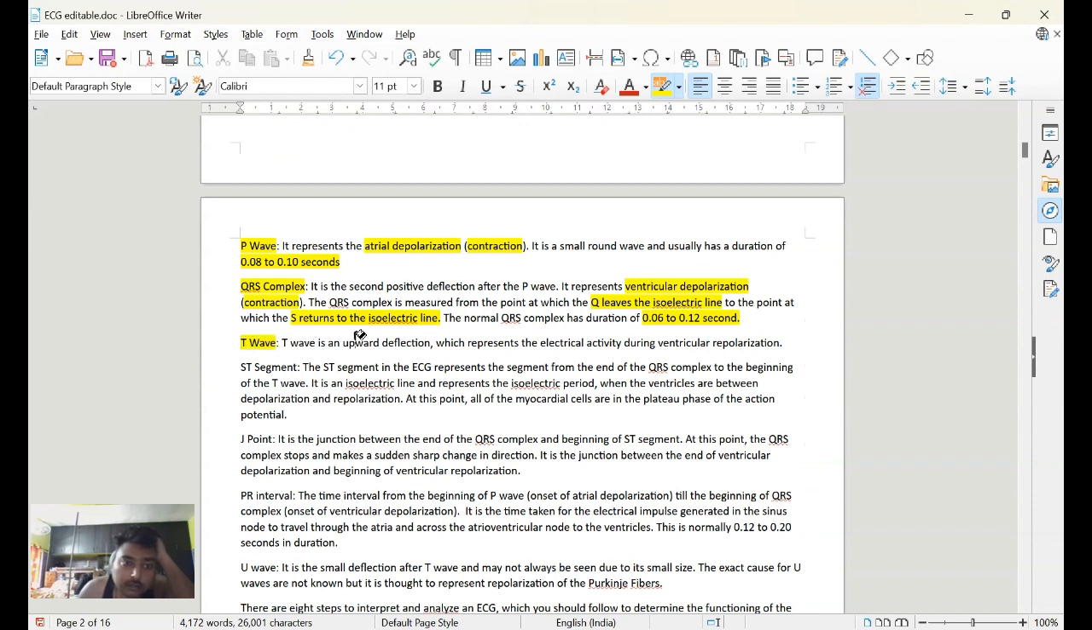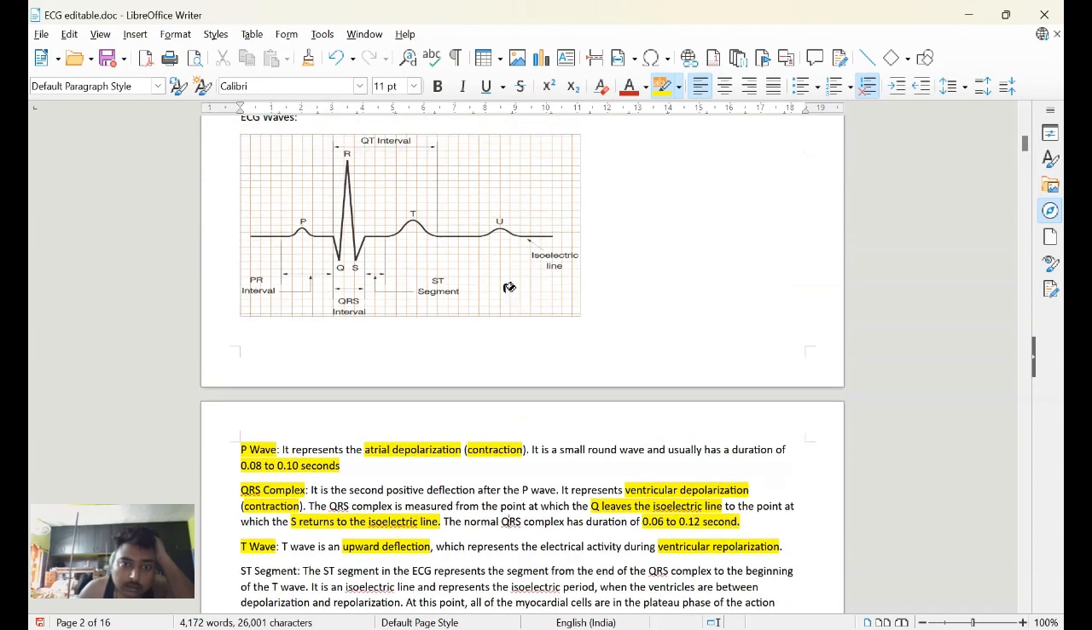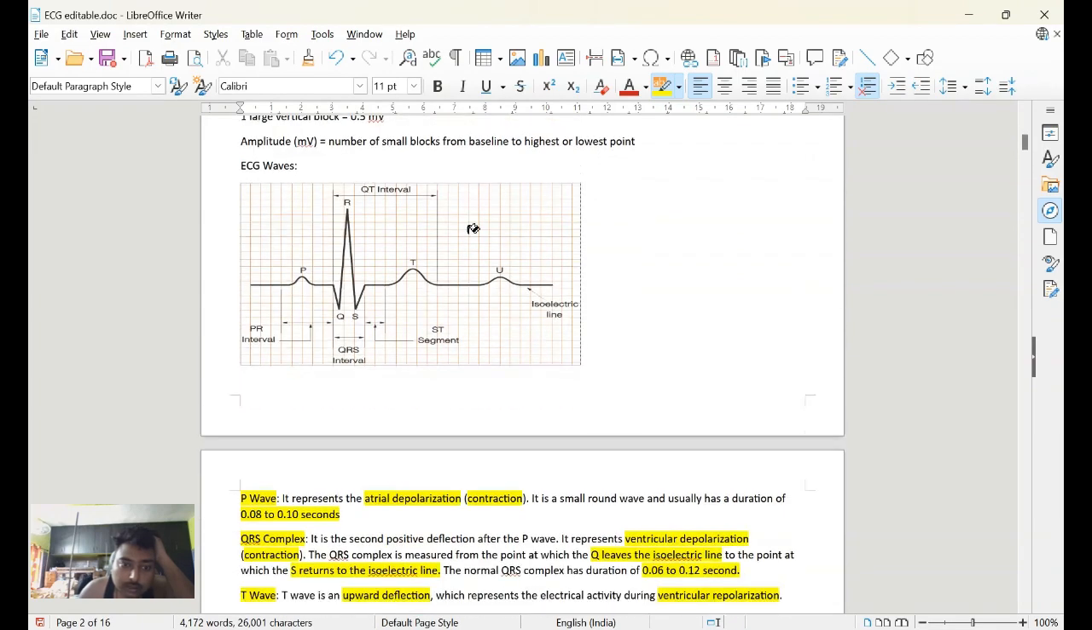Now the T wave. The T wave is the upward deflection. This is ventricular repolarization, like the ventricle is repolarizing or coming back to its initial state. This is the T deflection.